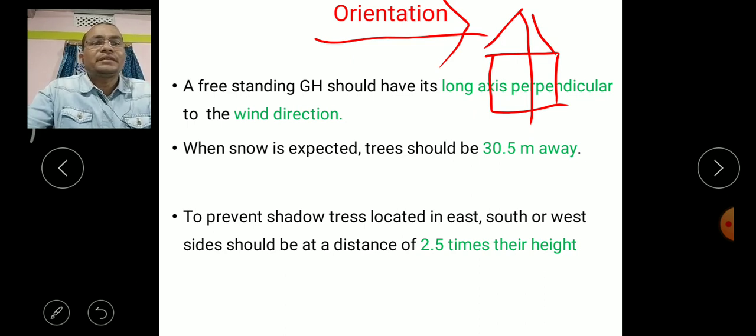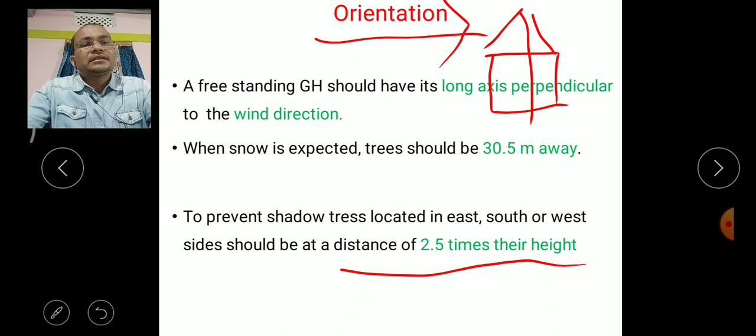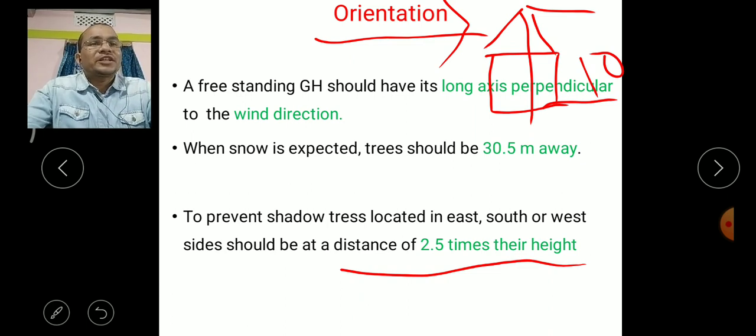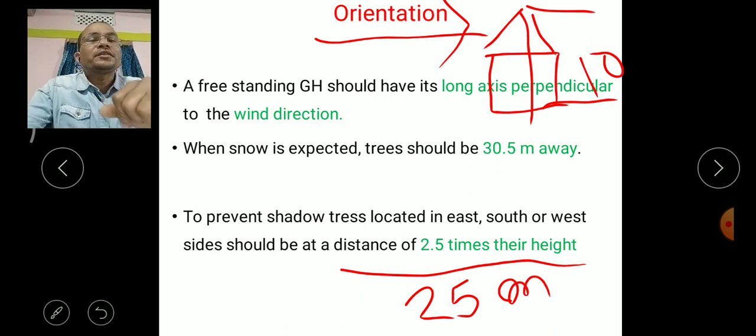Also, to prevent shadow, trees located to the east, south and west should be at a distance of 2.5 times their height. Why? Say this is the vertical height. If it is 10 meters, the tree which can create shadow should be at a distance of 2.5 times, that is 25 meters. That is the recommended distance of tall trees from the greenhouse structure so that they cannot create shadow. That is the standard distance.